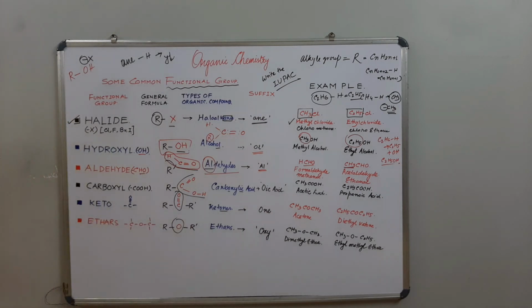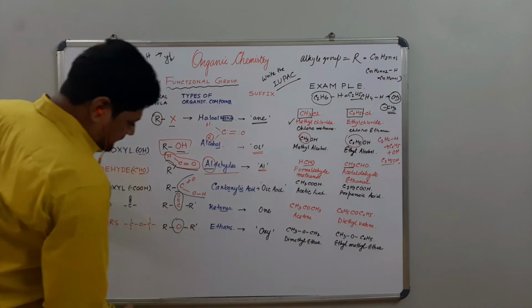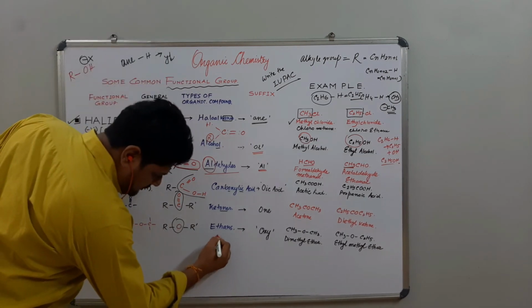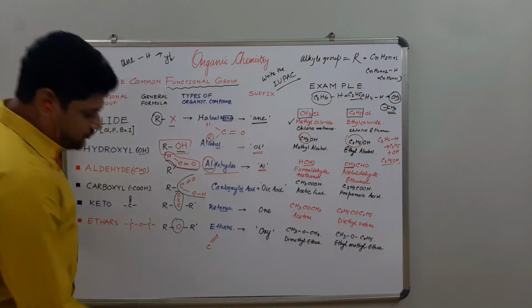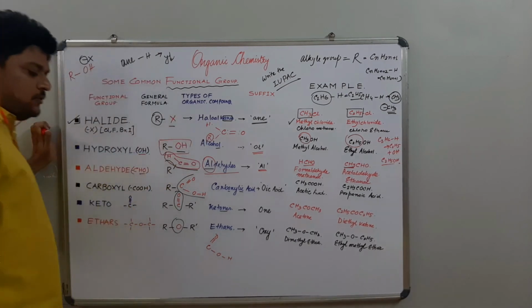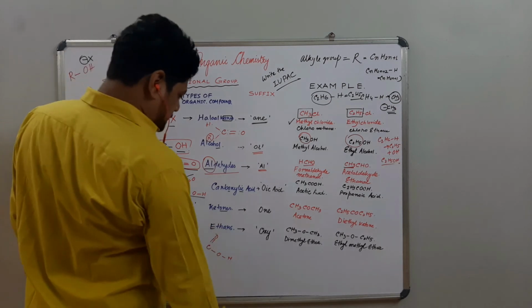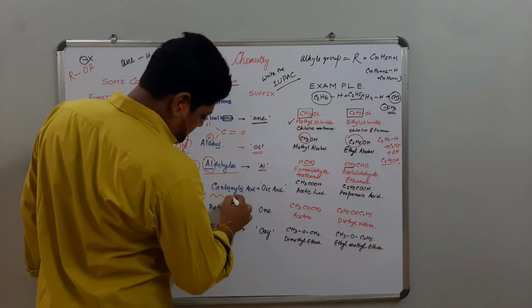Okay. Then carboxyl, COOH. COOH means here C, with two valencies, is associated with one oxygen, and another oxygen and another hydrogen. This is the COOH. The structure of the carboxyl group is like this. So this is a carboxylic acid.